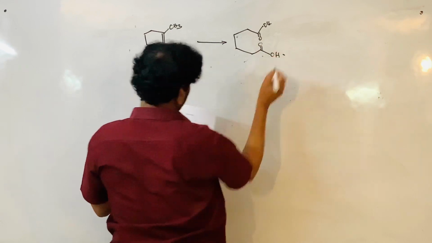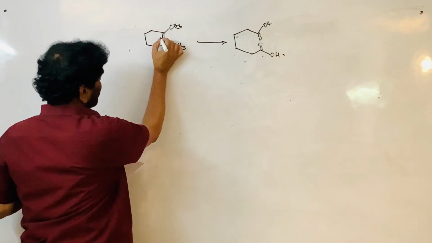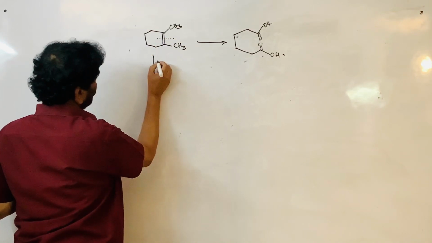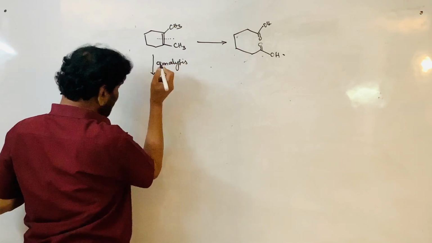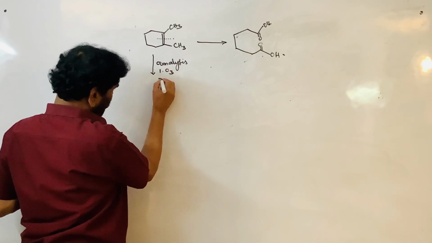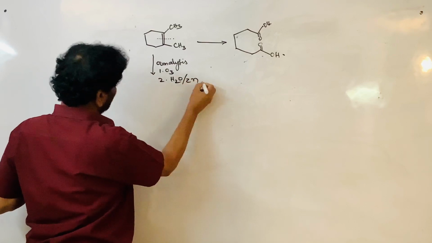Adipic acid. So no change in the number of carbon atoms. There is a double bond, and through the double bond we can cut it. Ozonolysis. Ozonolysis means reductive ozonolysis only. That is, one, treat with ozone, two, treat with water in the presence of zinc dust.